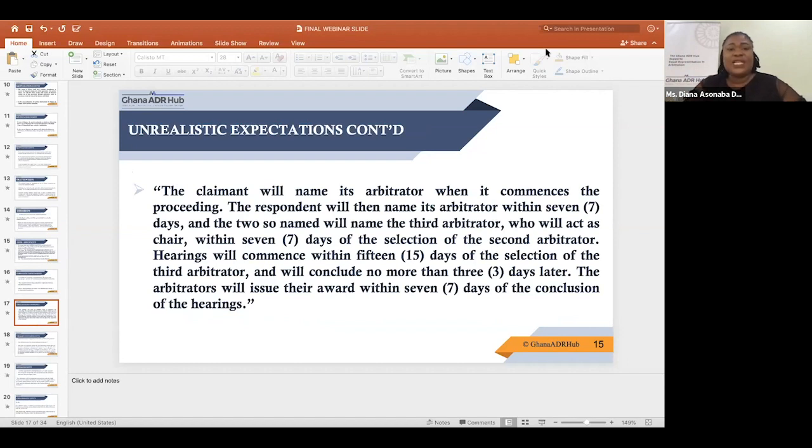The first one says that the claimant will name its arbitrator when it commences the proceeding. That is the claimant, the person who initiates the proceedings in the arbitration process. Then the respondent will name its arbitrator within 7 days. And the two so named will name the third arbitrator, who will act as chair, within 7 days of the selection of the second arbitrator. Hearing should commence within 15 days of the selection of the arbitrator and will conclude in no more than 3 days. The arbitrator should issue the award within 7 days of the constitution.